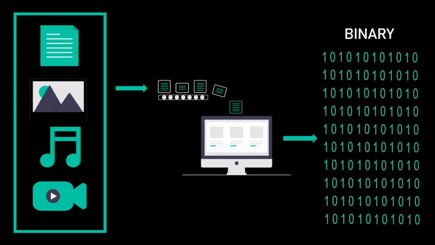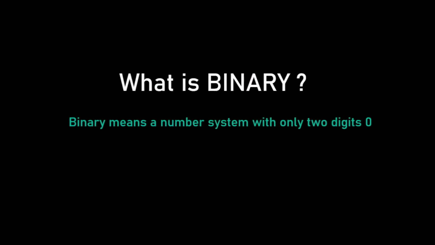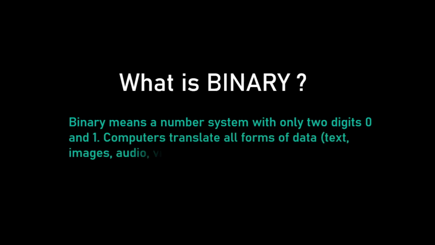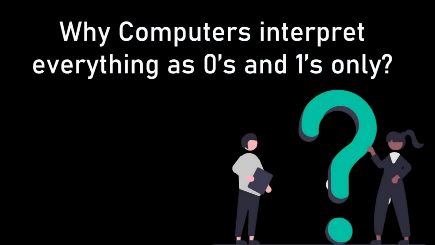So we need to first raise the question that what exactly is binary? Binary means a number system with only two digits, 0 and 1. Computers translate all forms of data, whether it be text, images, audio, video, etc., into zeros and ones. Now the question arises that why do computers interpret everything as zeros and ones only?